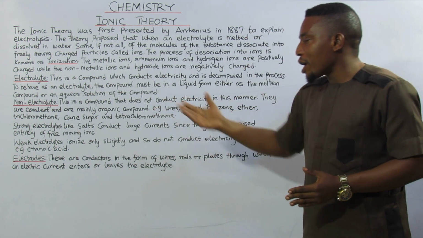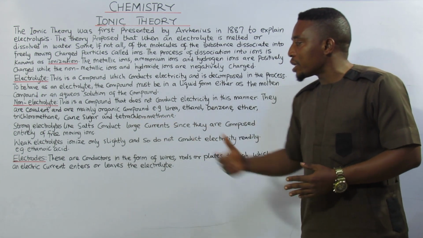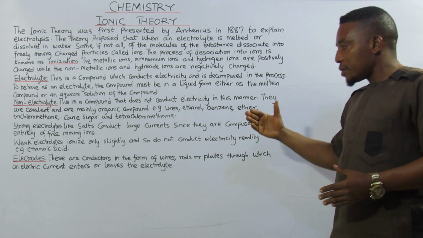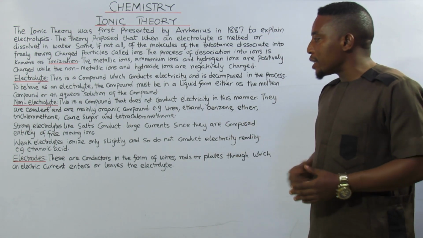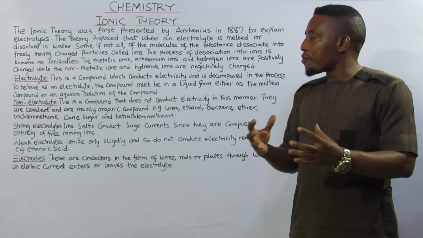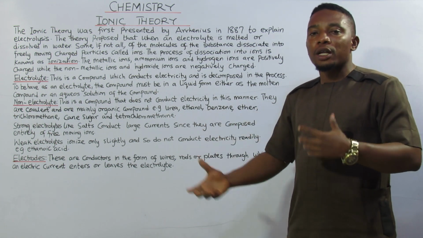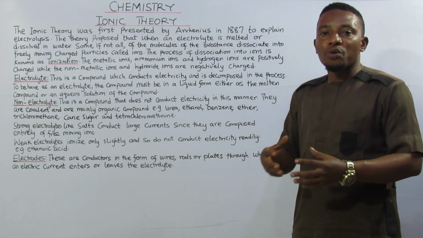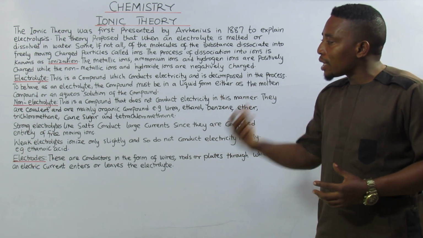Also, we have strong electrolytes. Strong electrolytes like salts conduct large current, since they are composed entirely of free mobile ions. In this strong electrolyte, they have large numbers of free mobile ions that move freely. In that case, they can conduct much electricity or large current.